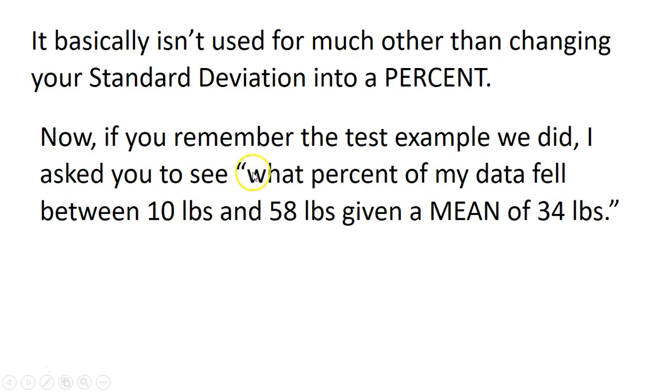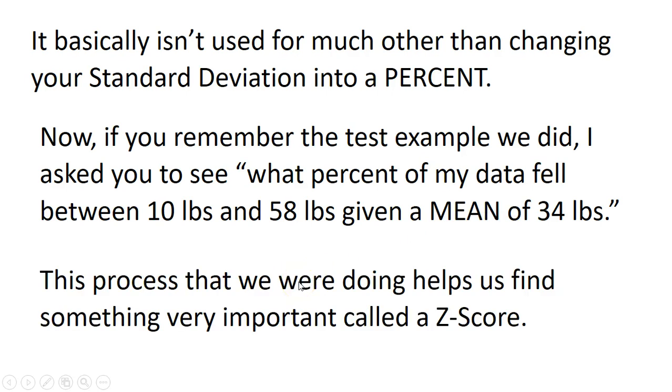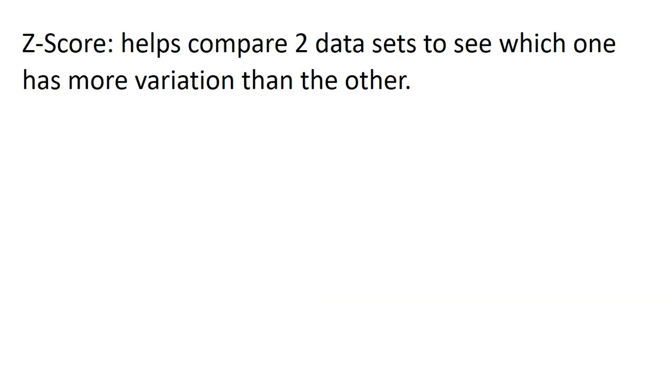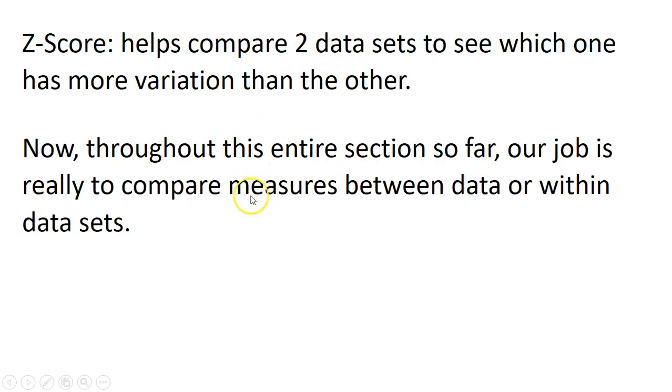But if you remember the test example we did, I asked you to see what percent of my data fell between 10 pounds and 58 pounds when I gave you a mean of 34, right? This process that we were doing helps us find something very important, and it's going to be called the z-score. A z-score helps compare two data sets to see which one has more variation than the other.